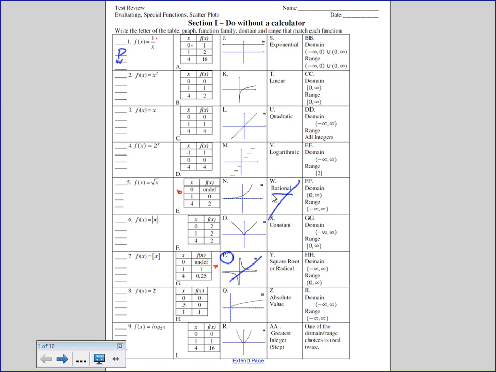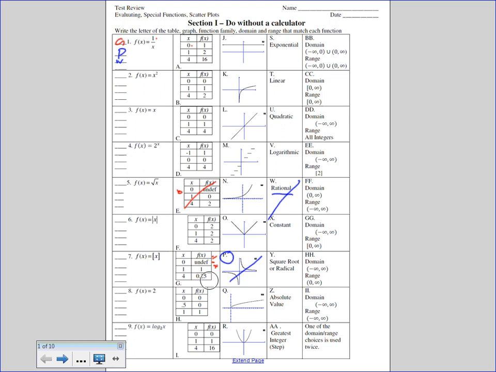So which one is it? Well, if I plug in 1 into this function, I get 0. But 1 over 1 is 1, so it's not that one. It has to be this one. And this one makes sense because if you plug in 4, you get 1/4. So that one's out, and the answer is G.